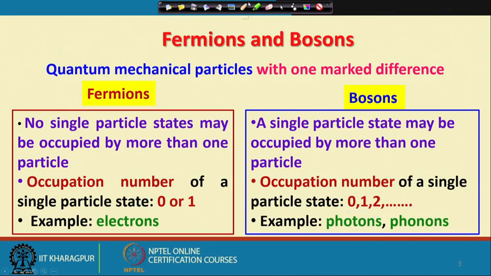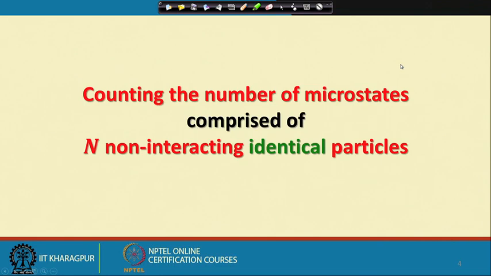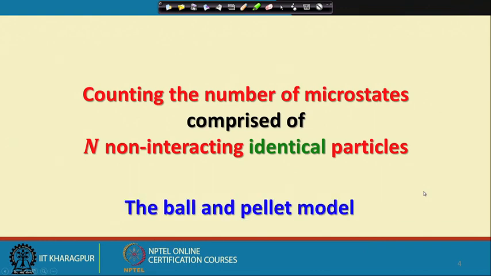Now, with this background in mind, today what we are going to do is talk about counting of the numbers of microscopic states of systems that are comprised of n non-interacting identical particles. Okay. So, let us try to address this problem of the counting of microscopic states by using what we mean by a ball and pellet model.